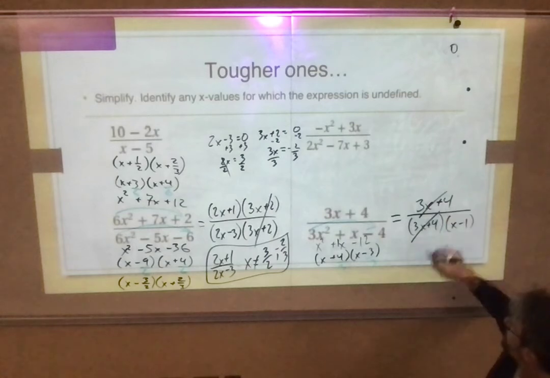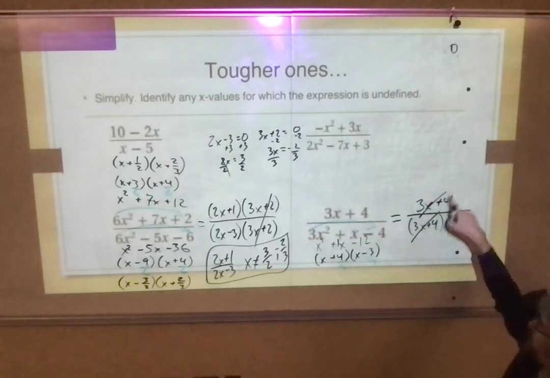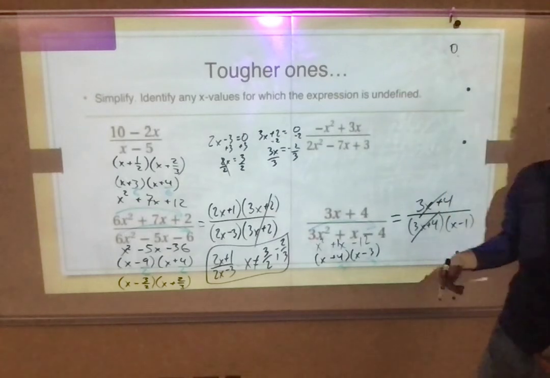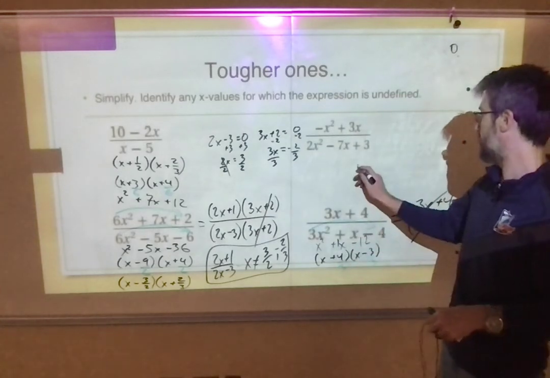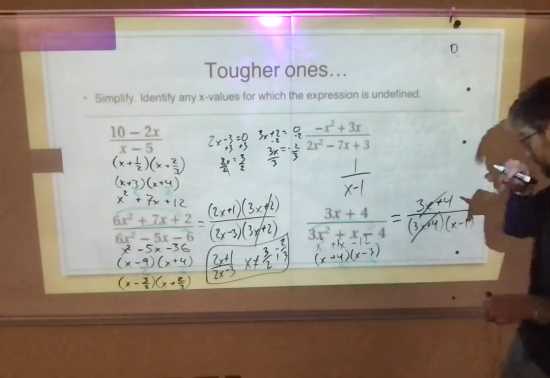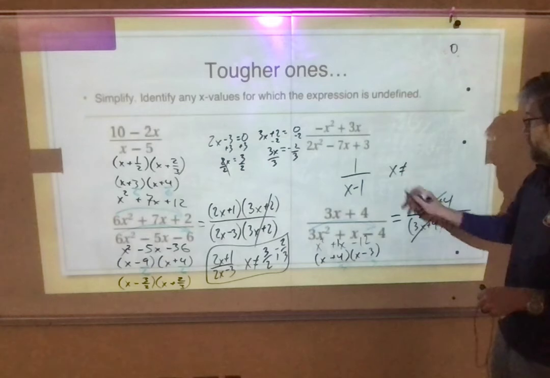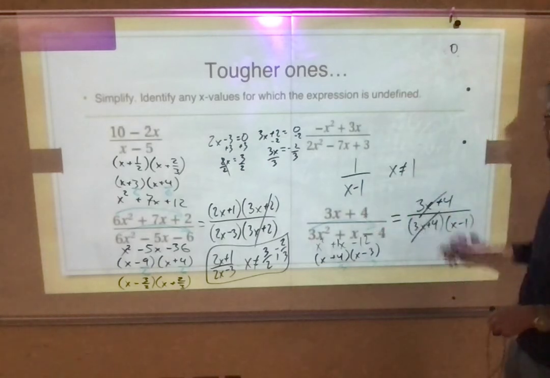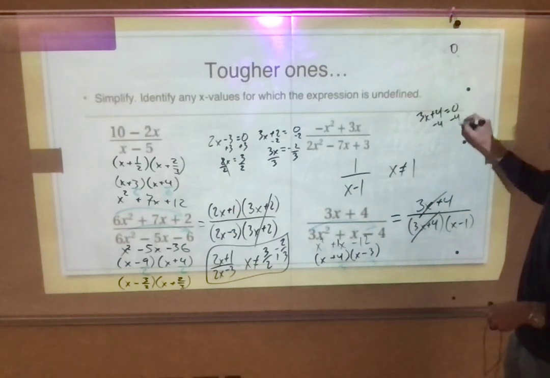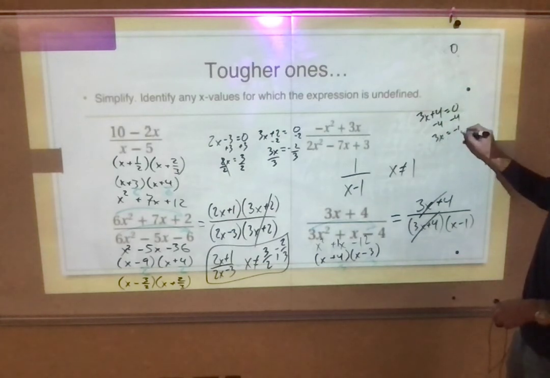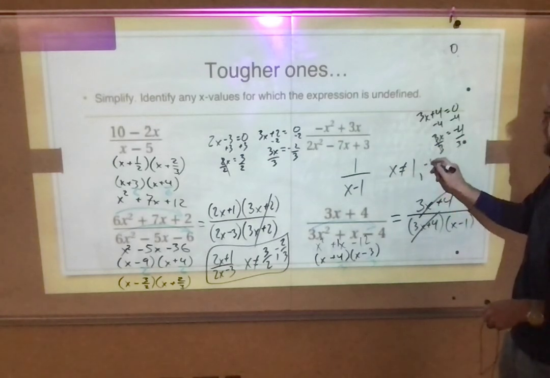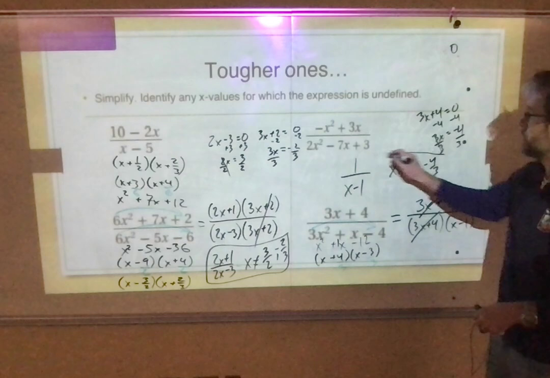So the 3x plus 4's cancel out, and if everything cancels out of the numerator, that doesn't mean that the numerator is 0. It means the numerator is 1. So 1 over x minus 1. And then what can't x equal? Can't equal a 1 for the x minus 1. And then if we do 3x plus 4 equals 0, and a little bit of algebra, we get 1 and negative 4/3 are our domain restrictions.